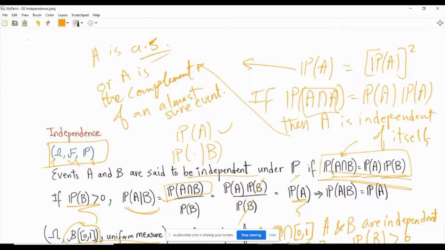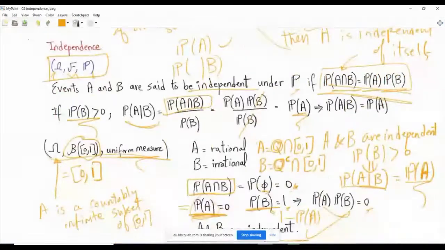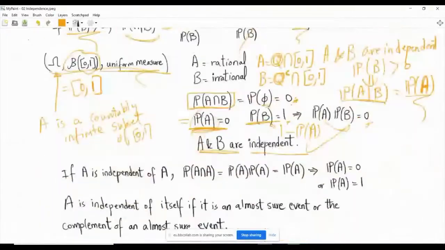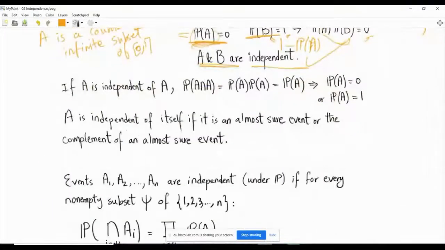And if you avoid those extremes, if your events have probabilities strictly between 0 and 1, so strictly positive numbers less than 1, then go for the intuitive understanding, and it will work. But understand the limits of, quote-unquote, the intuitive understanding. So A is independent of itself if it is an almost sure event or the complement of an almost sure event.